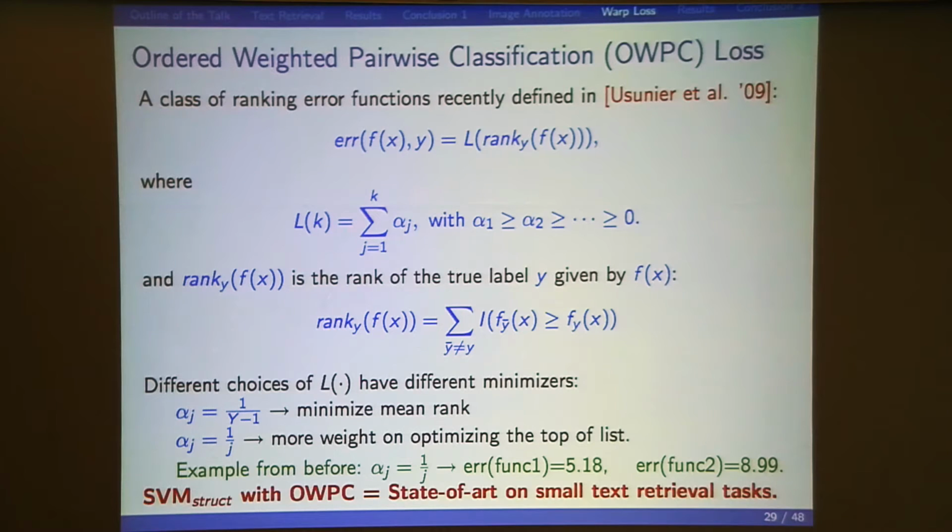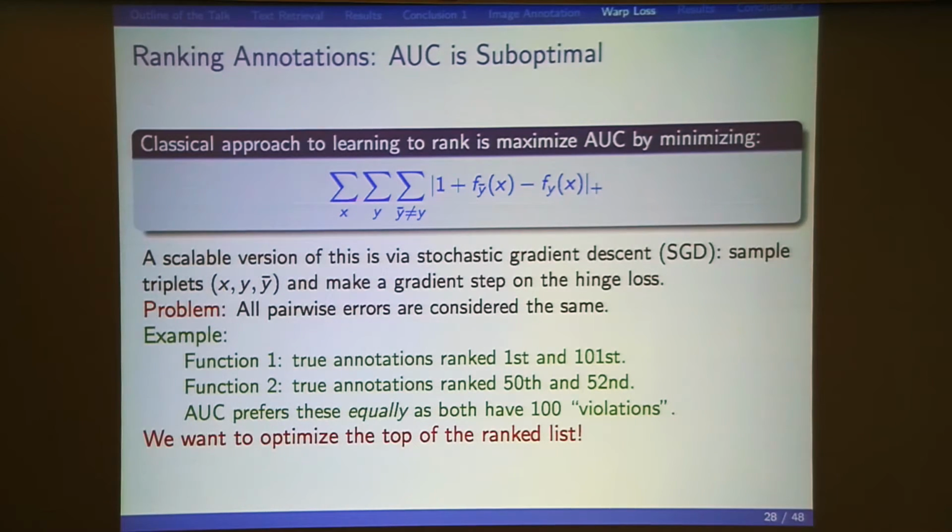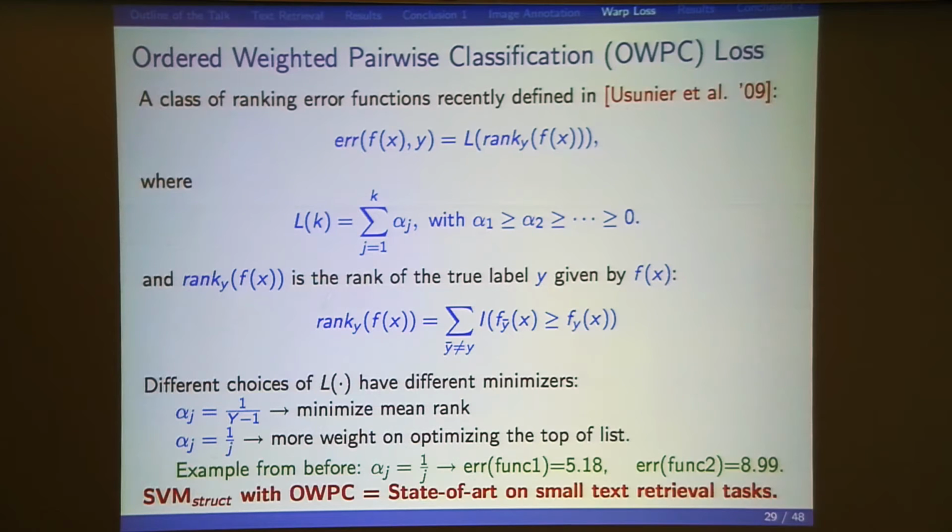And now, depending how you choose this L function, you could imagine, because you know all the ranks, you can basically choose any kind of penalization you want depending on where in the list. So if you choose a constant penalization, then you get this thing again. You get just the ranking loss, the AUC loss.